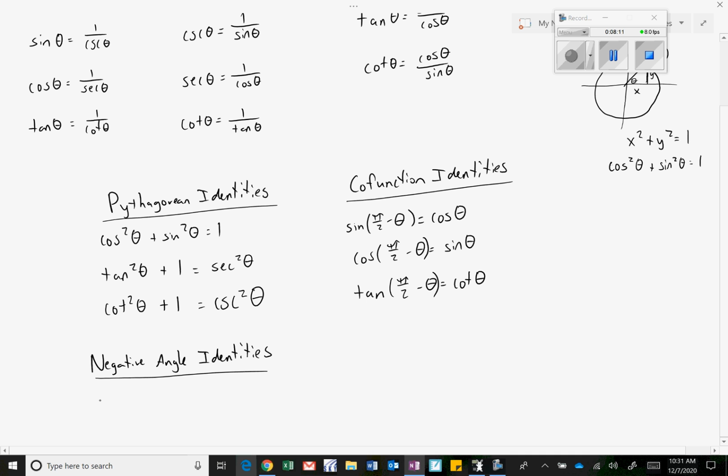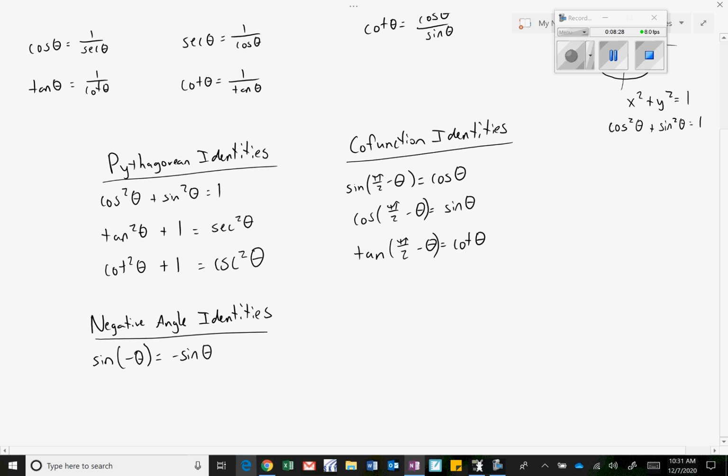And these ones, again, could be derived. Maybe we'll do that in the future. So the sine of negative theta actually just equals negative sine of theta. Pretty convenient. We also have the cosine of negative theta. This one's our best friend. Cosine of negative theta actually just equals positive cosine theta. So that's nice.